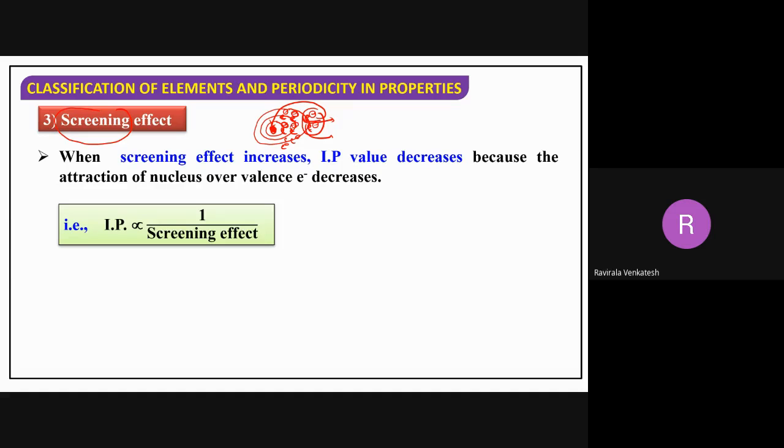When you get more number of inner electrons, they can screen the outermost electrons. Okay, so this is a thing you can remember. The screening effect is completed.